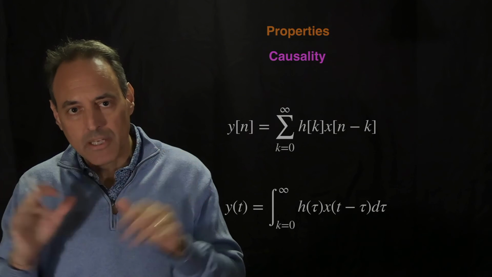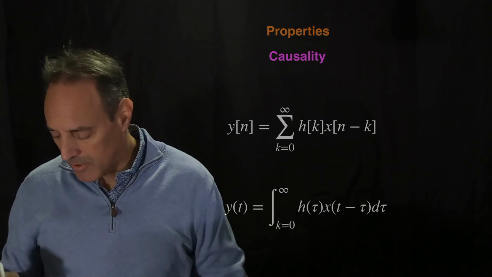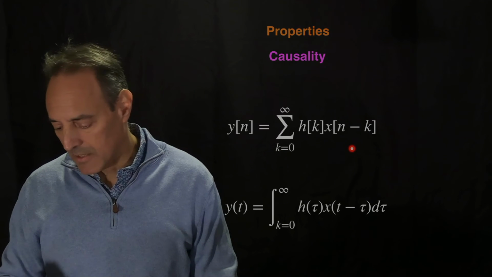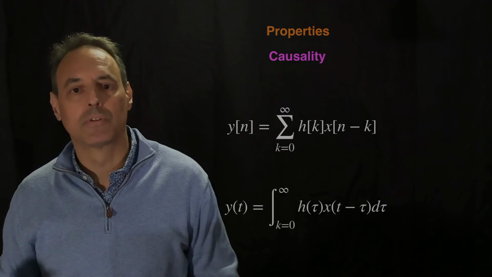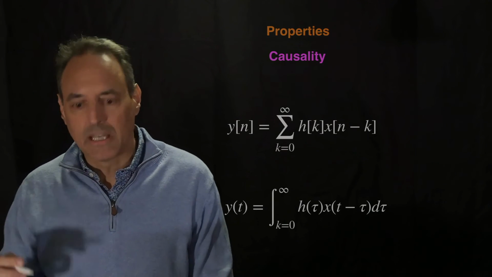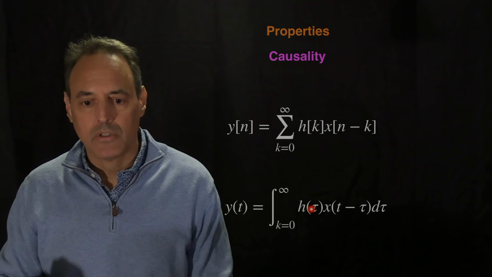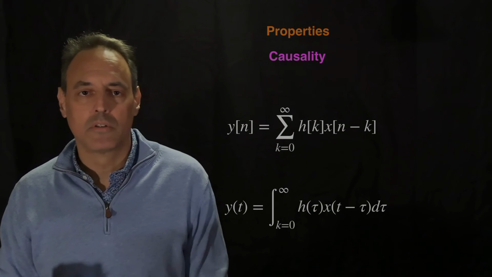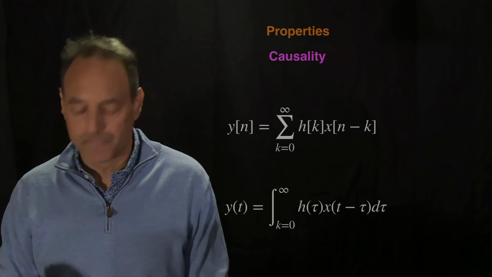So causality relationships are going to be important to preserve, and here are these causal relationships explicitly assuming that h is 0 for time going backwards.